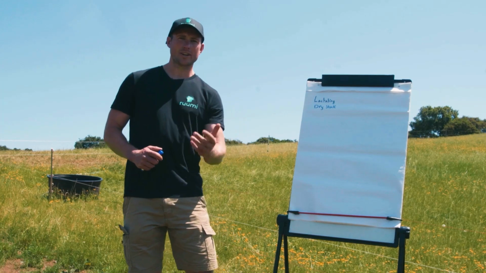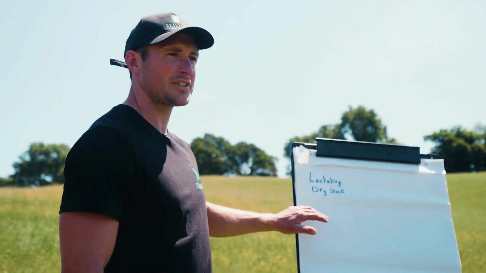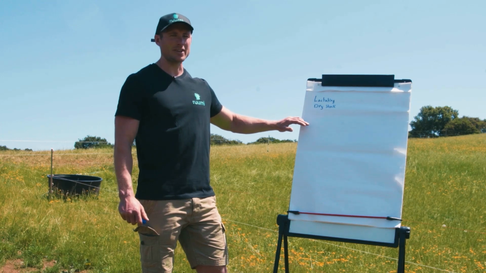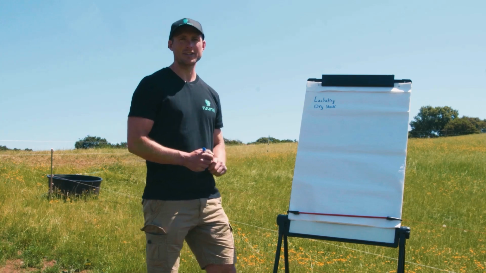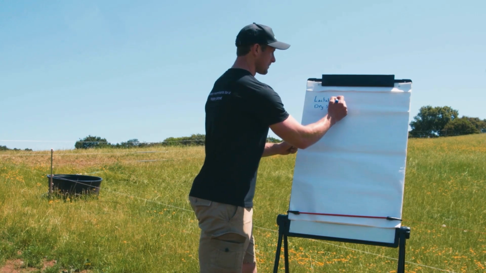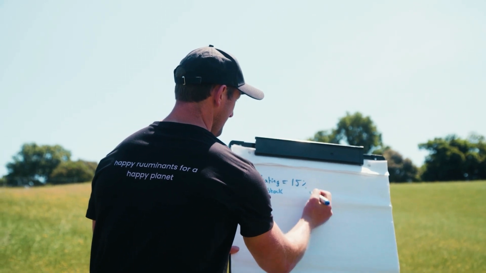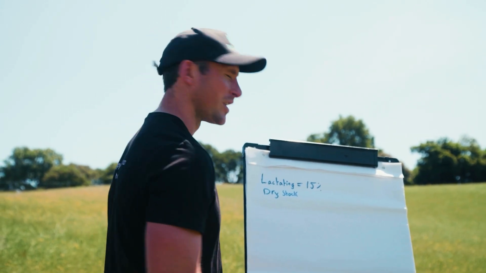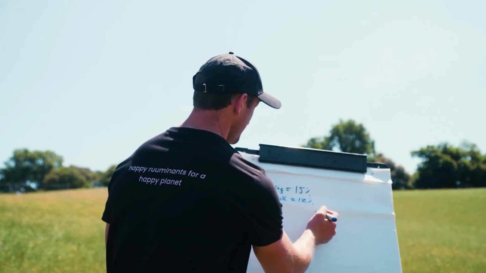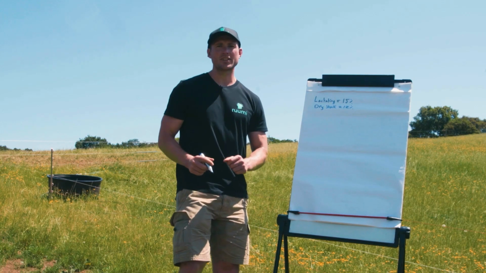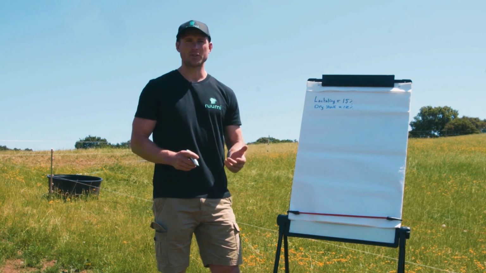So how do we work out how much water we need? Well, it's relatively simple. We can use a percentage, and that percentage can apply for lactating animals with dry stock. So for lactating animals, the percentage we need is 15%. And for dry stock, it's 12%. Now that percentage is a percentage of the animal's body weight that they can consume in litres per day.